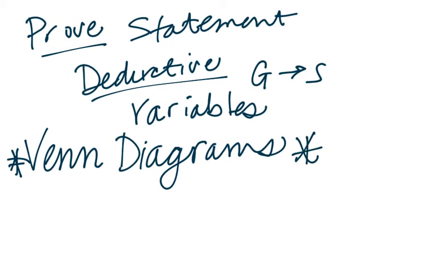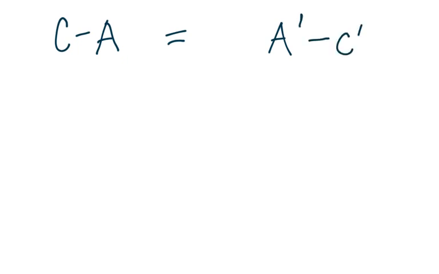So, we will have a hypothesis. Our hypothesis is: is C minus A equivalent to, or equal to, A complement minus C complement? Remember, in order for two sets to be equal, they have to have the same elements in both sets.